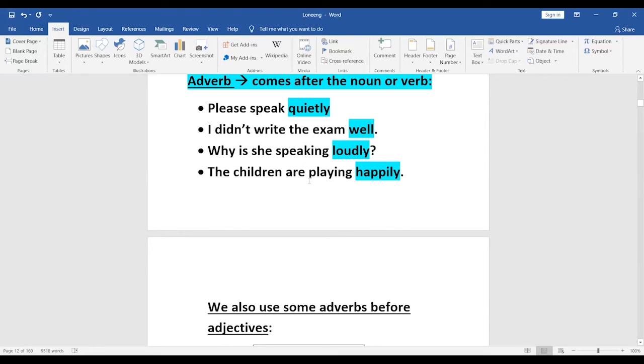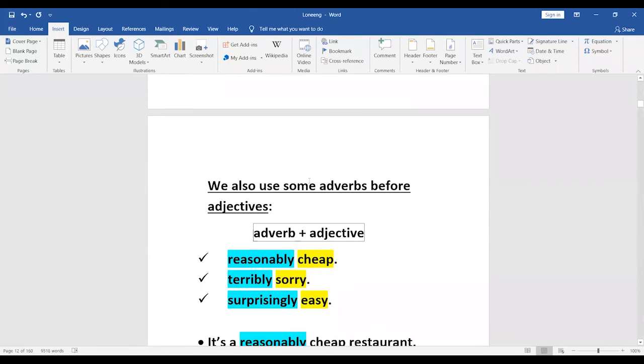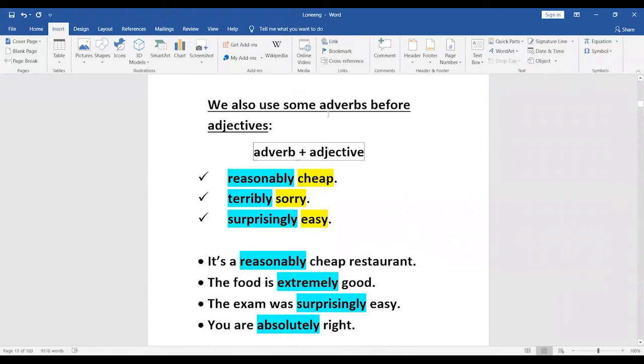Remember these short, sweet, and awesome phrases that you could use to show off your vocabulary. Also learn the right way of pronouncing things. Okay? We can also use certain adverbs before adjectives, like reasonably cheap. So reasonably becomes the adverb, and cheap is the adjective here.